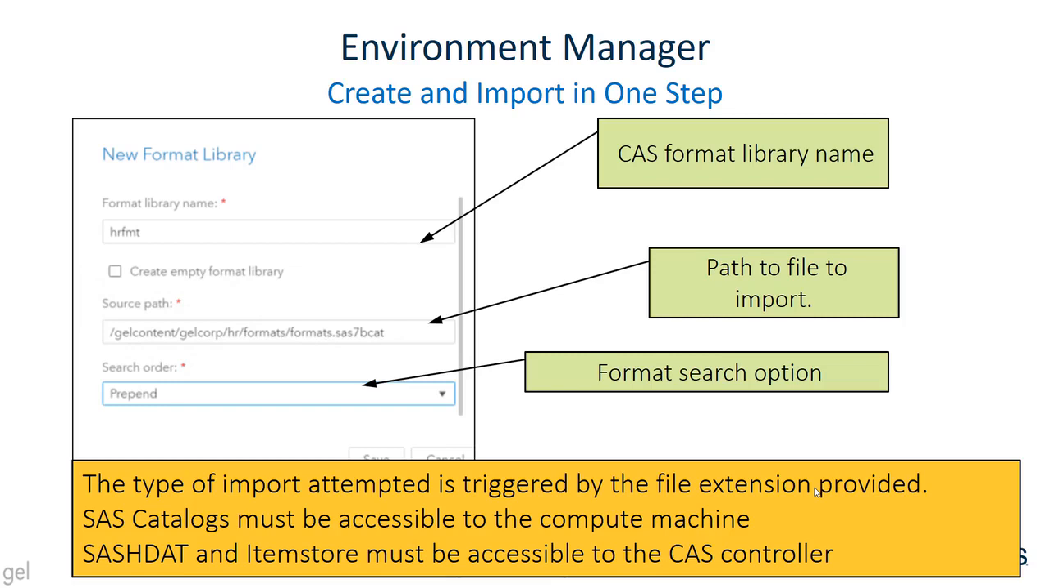Basically, whatever you put in here, the extension of the file is going to determine how it does the import. So if you put SAS7bcat, it's going to expect a catalog. If you put SAS HDAT, it's going to expect an HDAT file in there. It's going to trigger a different kind of import.